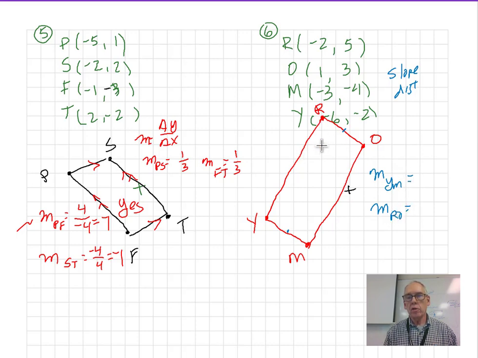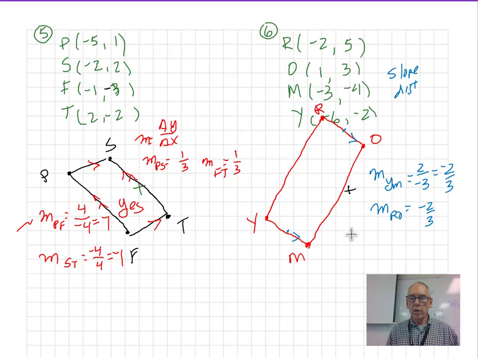So let's see. We have a 2 over 1, 2, 3, and it's a negative. So negative 2/3 for RO. Let's see if that's the same for YM. We've got 2 for the y, and 1, 2, 3 with a negative because it drops. So both of these are parallel to each other. So we got that. Now, if they're both also congruent, we have a parallelogram. So we need to find the distance between these two.